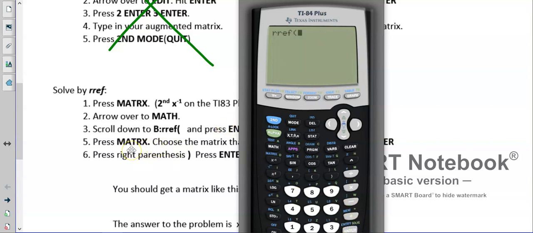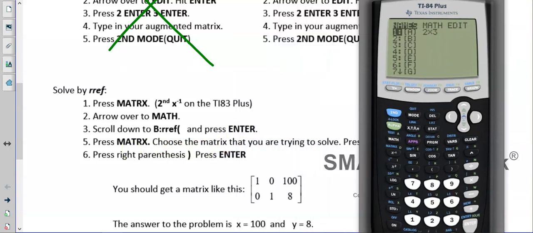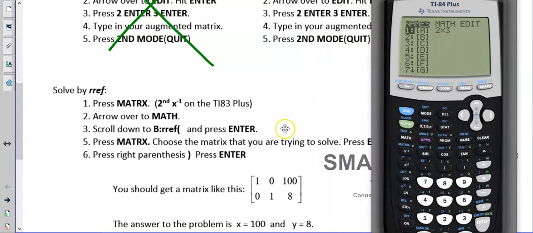It says press matrix again, which is second, that button. It says choose the matrix you're trying to solve for. Well, usually we just leave 1 in here and overwrite it. That's how I do it. So it's already highlighted. You could hit 1 or just hit enter, and hit enter again. There's our answer. See how this matches this? There's our answer right there.